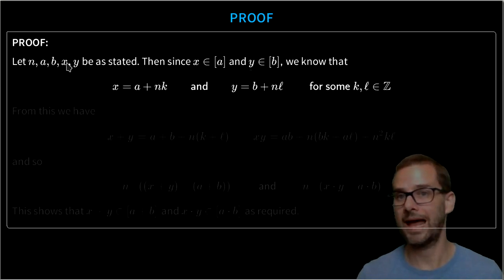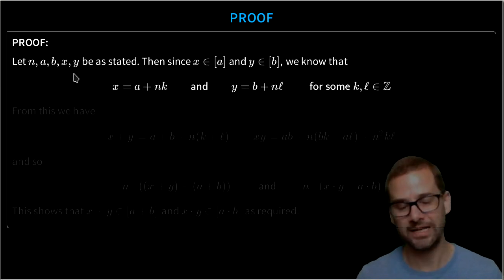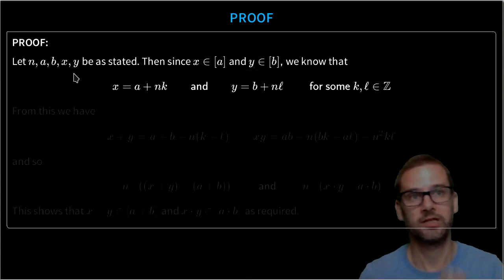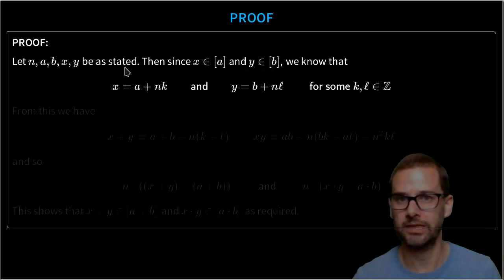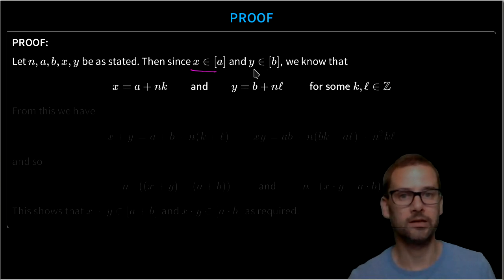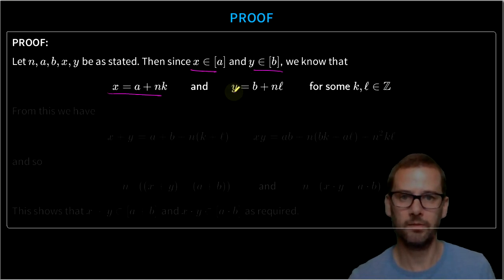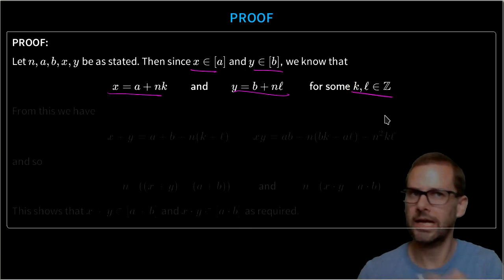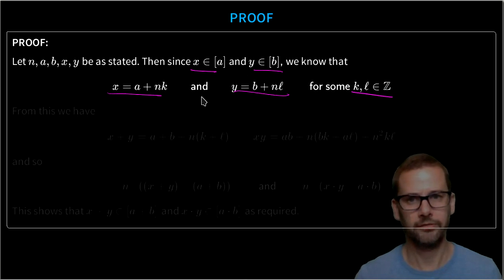So let n, a, b, x, and y be as stated. It's just a little bit of a shortcut for us, so we don't have to restate everything. We can just say, hey, look at the theorem. Okay, so let them be as stated. Then since x is in here, y is in here, we know this, and we know this for some k and l in the integers. Okay, so this is just restating what we just did in the scratch work. It's really not very different.